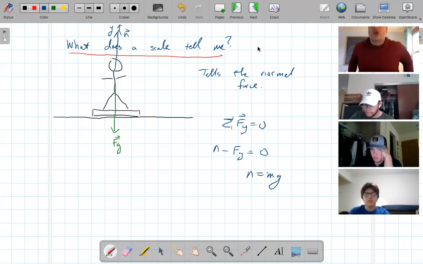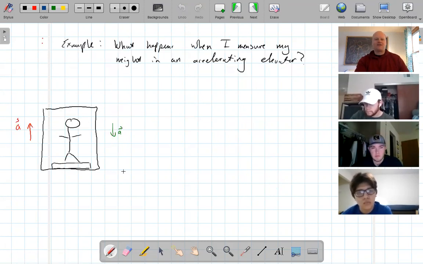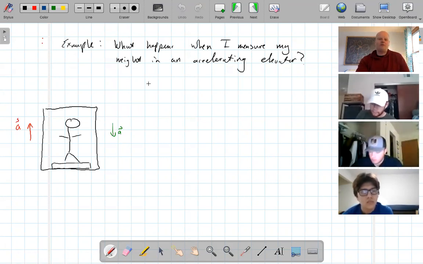So you're correct if I was standing on my scale with no other forces acting on me. In that case, my scale would tell me my weight because it's simply measuring my normal force. Well, what a scale actually does is it measures the normal force, it doesn't actually measure your weight. And another way I can kind of convince you of that is our first example here: what would my scale tell me if I was riding in an elevator while trying to measure my weight?